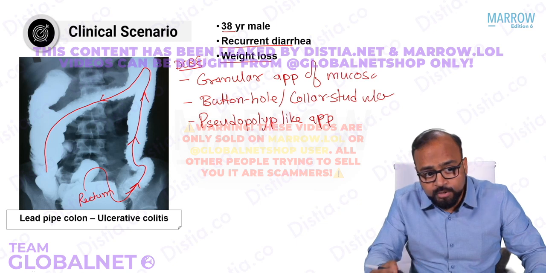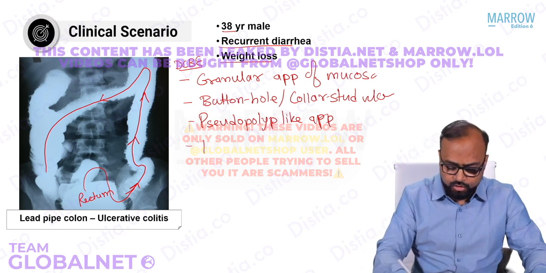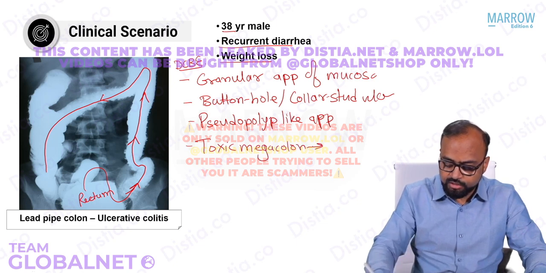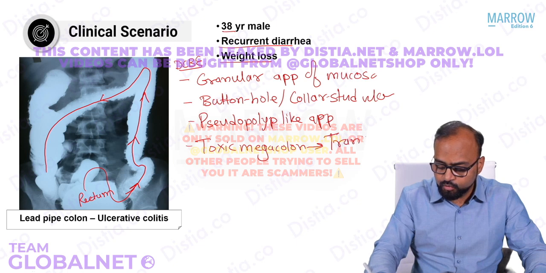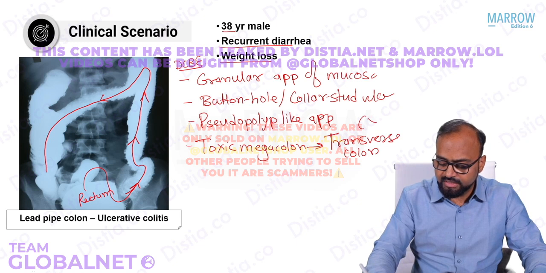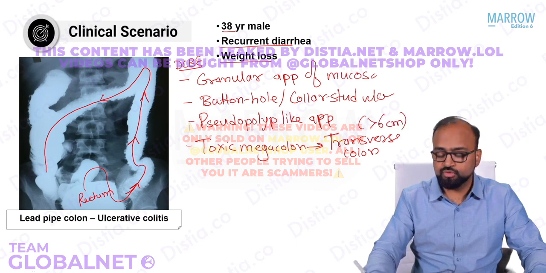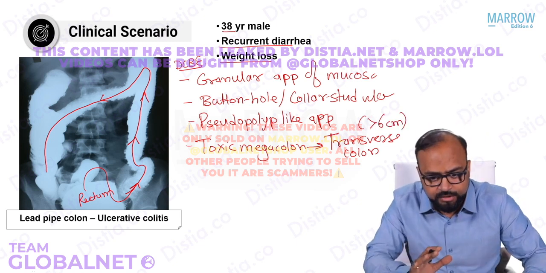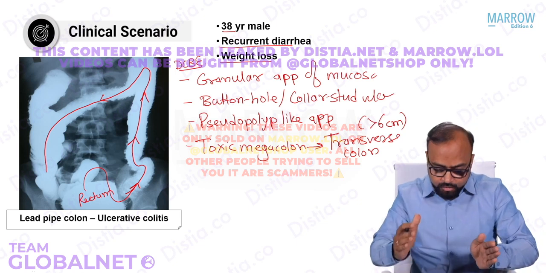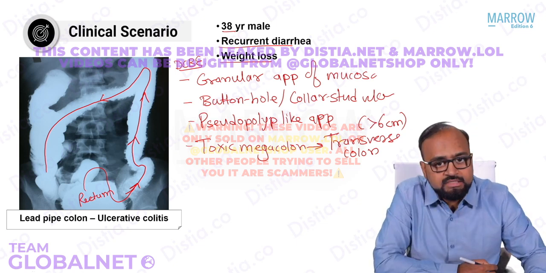Now, one important complication of ulcerative colitis is toxic megacolon, in which there is progressive dilatation of the transverse colon. Usually the diameter exceeds 6 to 7 centimeters. It usually requires surgical treatment. Okay, so these are the important features you need to know as far as ulcerative colitis is concerned.